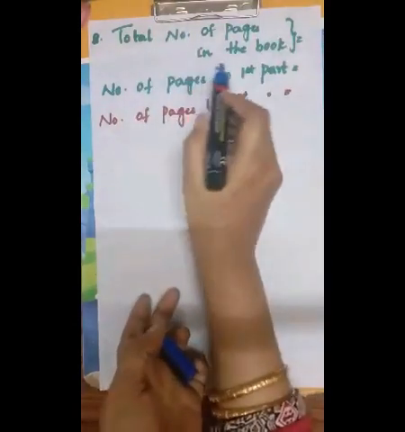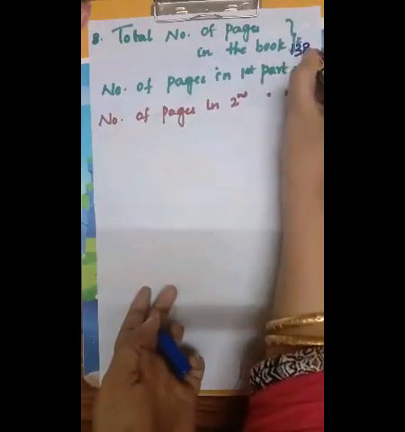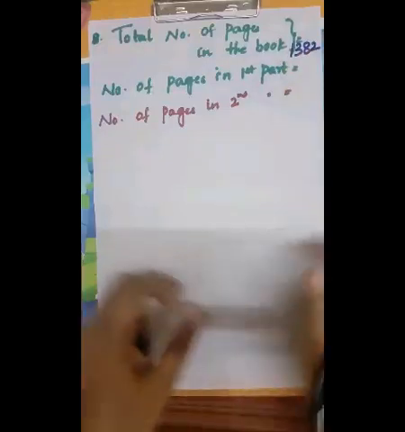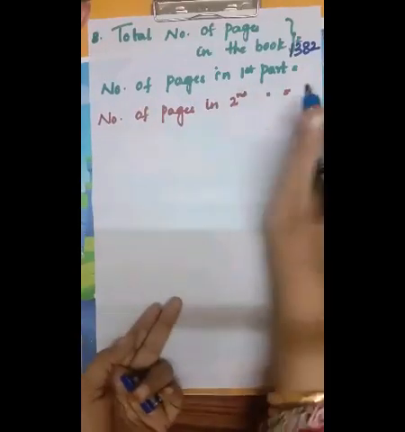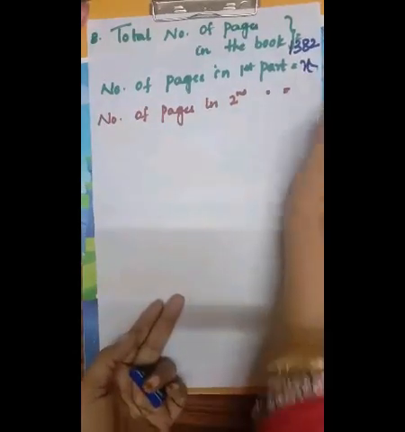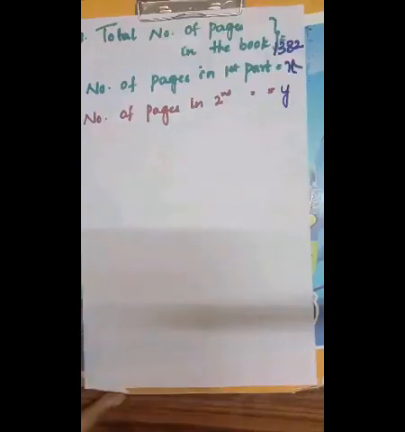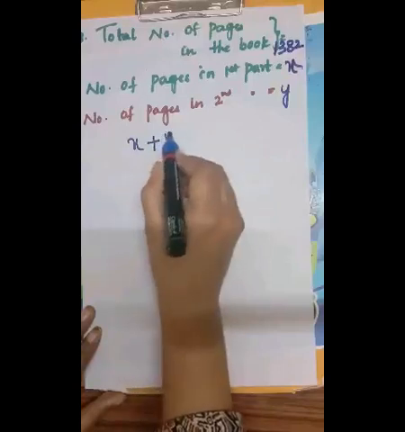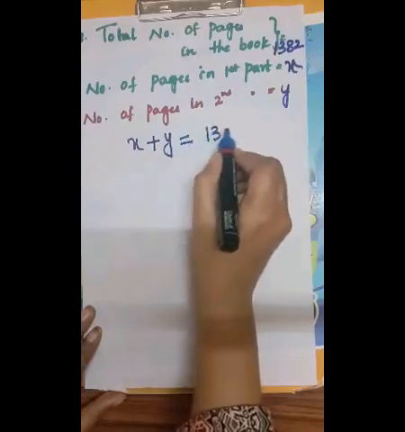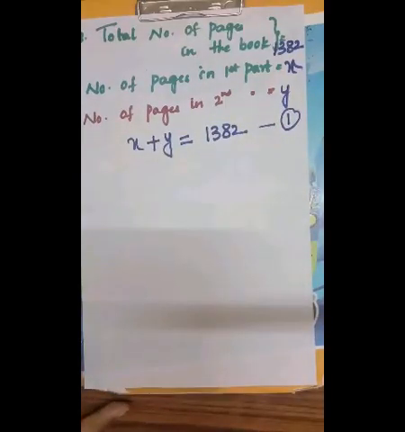The total number of pages in the book is 1382. Let the number of pages in the first part be x, and the number of pages in the second part be y. First part and second part together give us the total. First part plus second part is equal to 1382. This is equation 1.